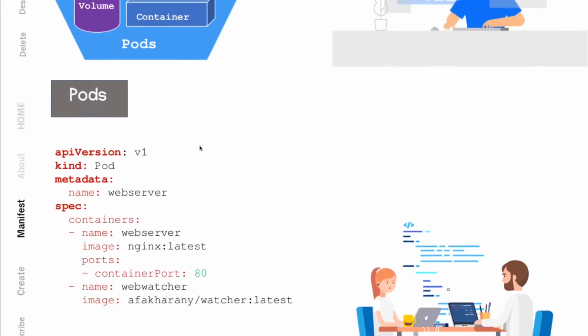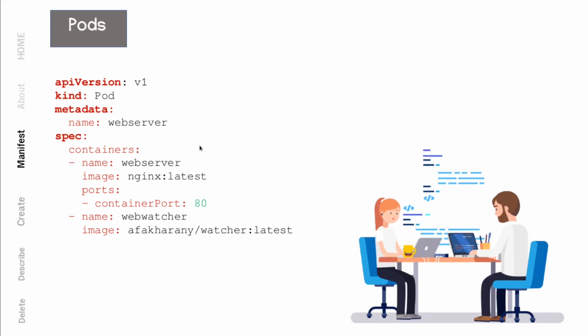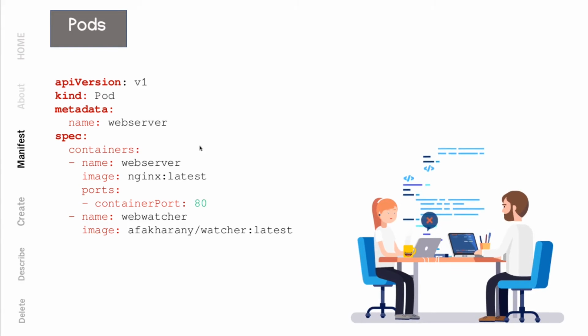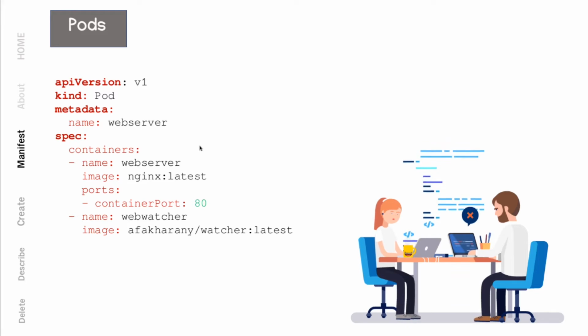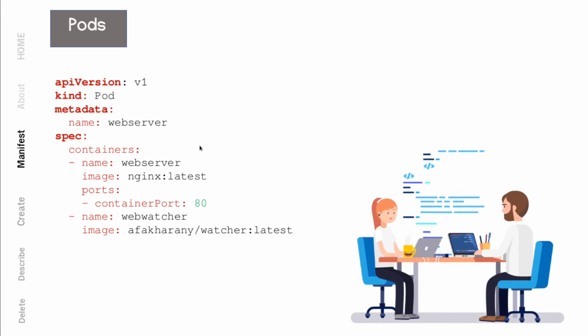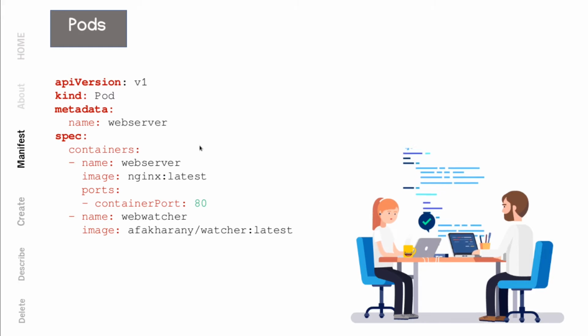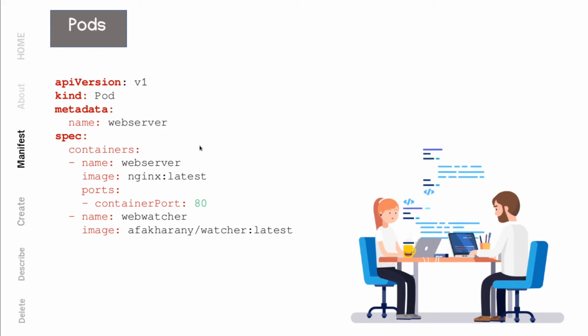For a pod, we have four principal sections. The first one is the API version, which gives an idea about the maturity of our object, like version 1, version 2, version alpha, version beta, etc., and the kind, which gives the type of object, like pod, deployment, replica set, etc.